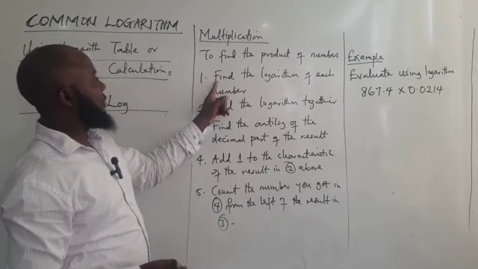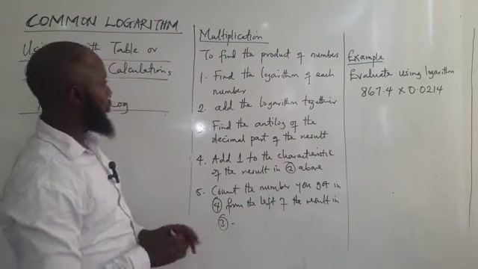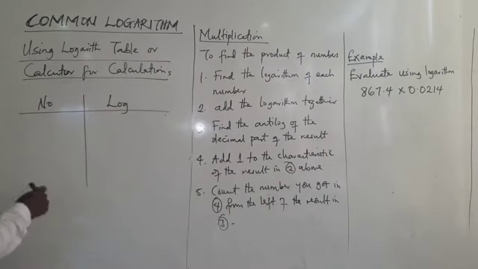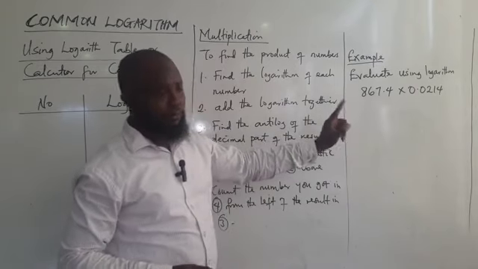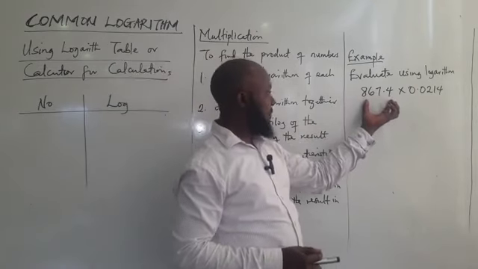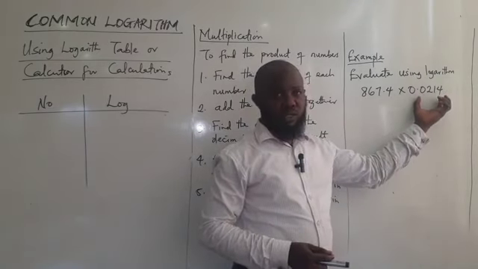So the first step is to find the logarithm of each number. So I'm going to find the logarithm of each number. And I'm using this example, I'm using a stone to kill two birds here. If you look at the first number we have here, it's more than 1, while the number we have here is what? Less than 1. How do we do that?